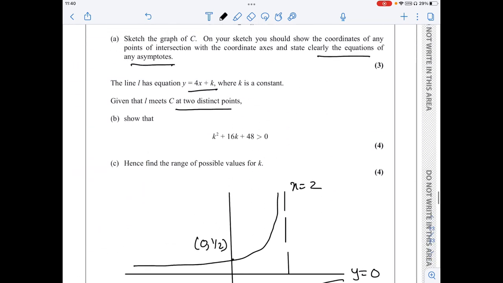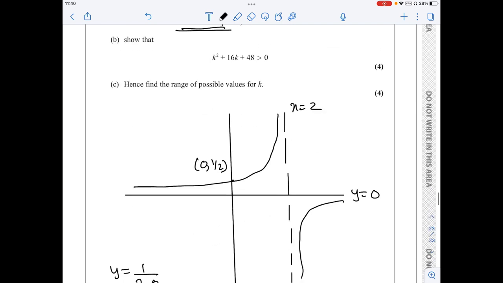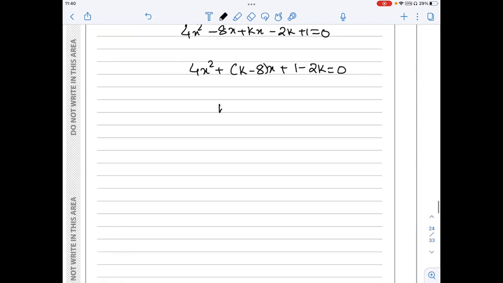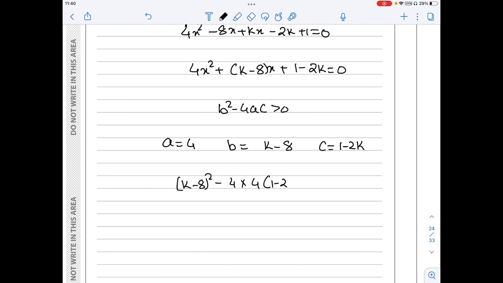So what does it mean? Two distinct points means the discriminant is greater than 0. b squared minus 4ac is greater than 0. So a equals 4, b equals k minus 8, and c equals 1 minus 2k. So (k minus 8) whole squared minus 4 times 4 times (1 minus 2k) is greater than 0. From there I get k squared minus 16k plus 64 minus 16 plus 32k is greater than 0.